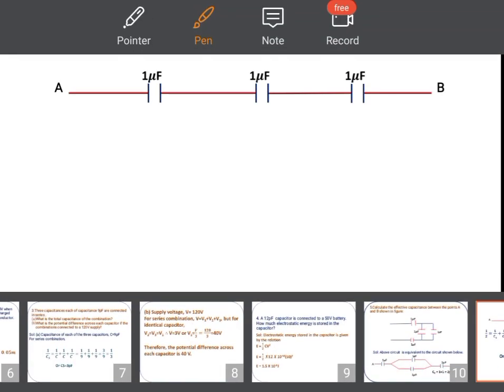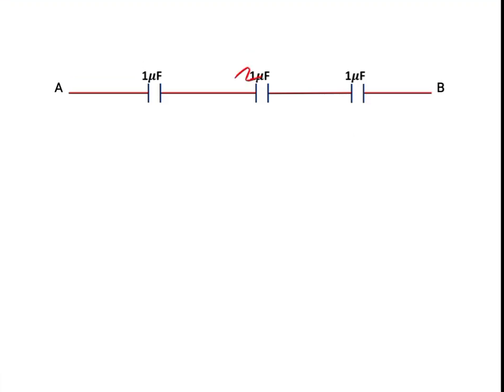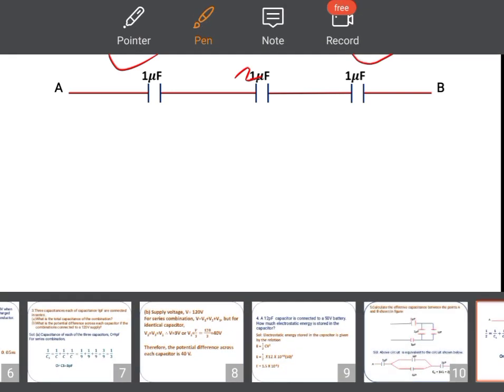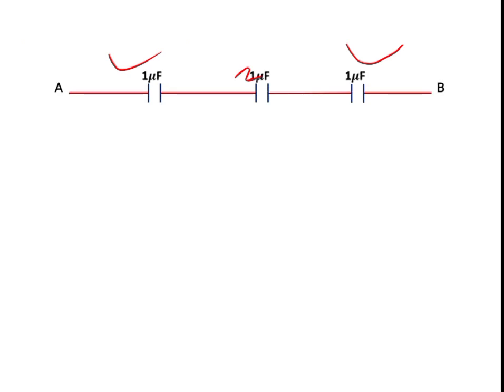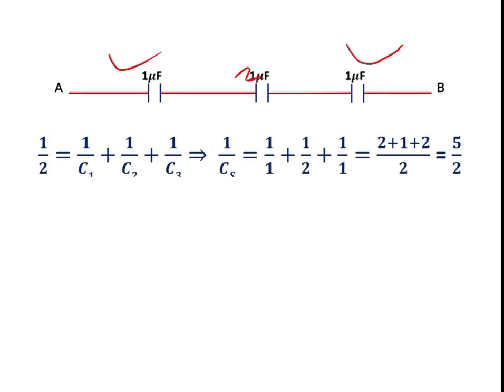Next, so we got here 2 μF, and 1 μF as it is, another μF as it is. This one as it is and this one as it is, only in the center it is 2 μF. Again you simplify, all are in series.